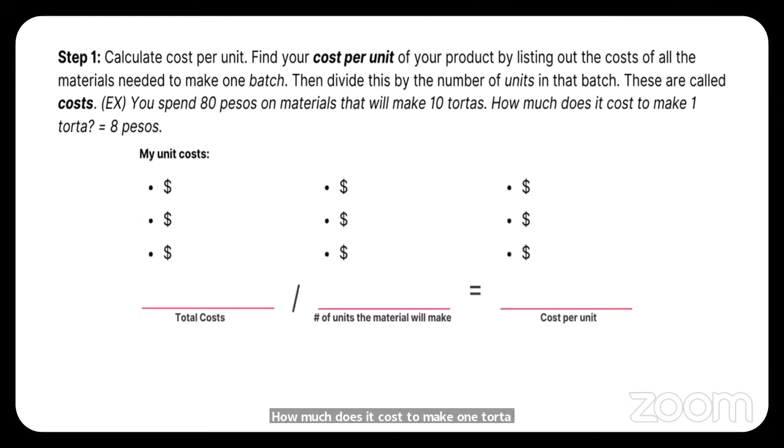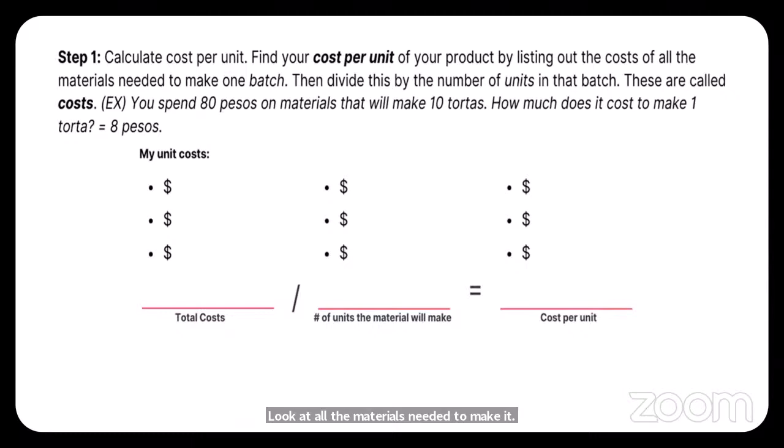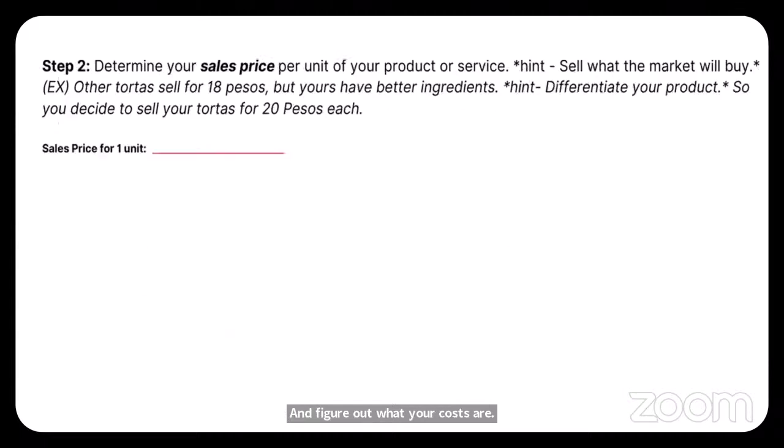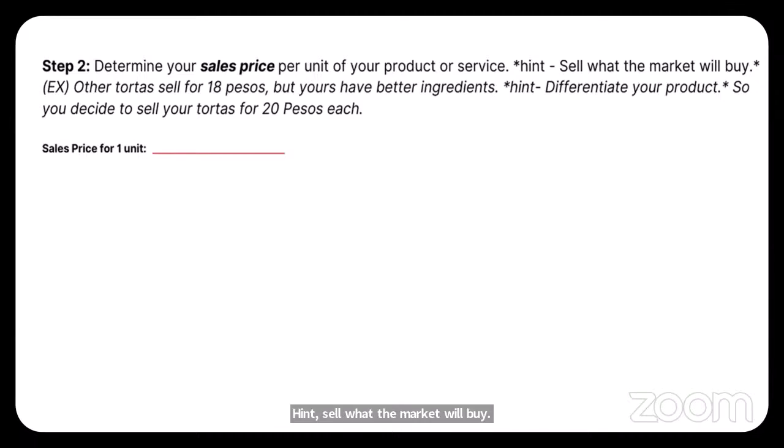So fill that out. Know exactly what it costs per unit you're selling. Look at all the materials needed to make it, all the expenses that you have, and figure out what your costs are. Because then you can know what to sell it for. And that's step 2. Determine your sales price per unit of your product or service. Hint, sell what the market will buy. For example, other tortas sell for 18 pesos, but yours have better ingredients. There's your other hint. Differentiate your product.